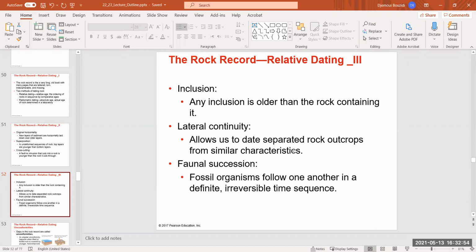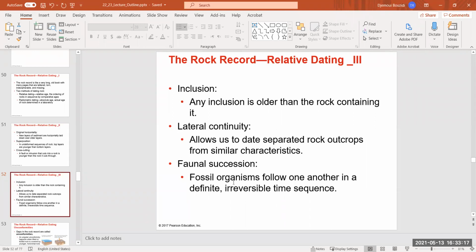Lateral continuity allows us to date separate rock outcrops with similar characteristics. You have one here and one there, so in this case there is a discontinuity. That discontinuity must have happened later, because if I look at these layers in here, I see their counterparts in the other layer structure, but I see there is a shift in here. So that shift must have happened later, okay?